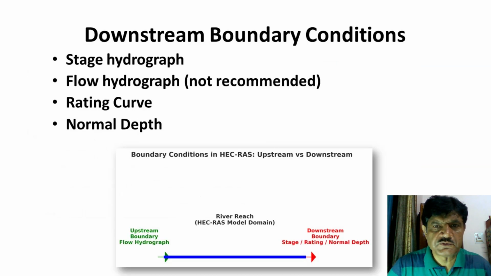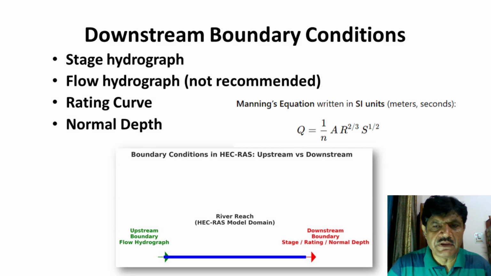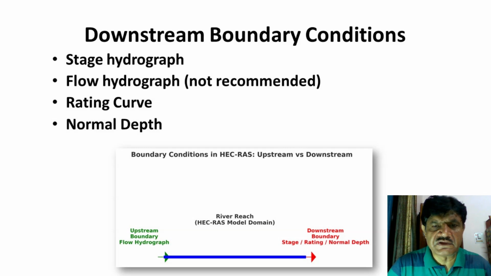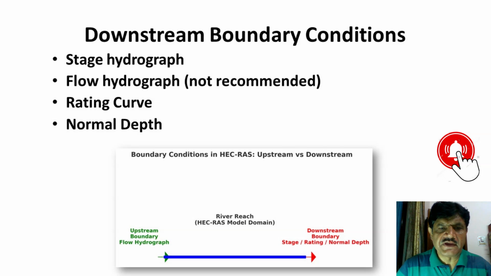At the downstream end, the story changes. Here we don't care how much water enters. We care about the water level or control. Think of a tidal river. The ocean tells the water how high it will be. That is why downstream options include stage hydrograph like tide data, rating curve, a stage discharge relationship, or normal depth when we are guessing with Manning's equation. That's why a flow hydrograph downstream is not considered. That is like trying to control how water leaves a bucket, not natural and usually unstable. It is like deciding whether your story is fictional or based on a true event.